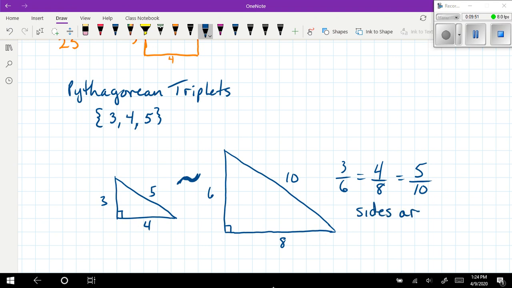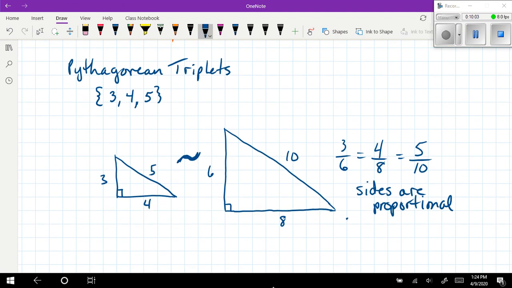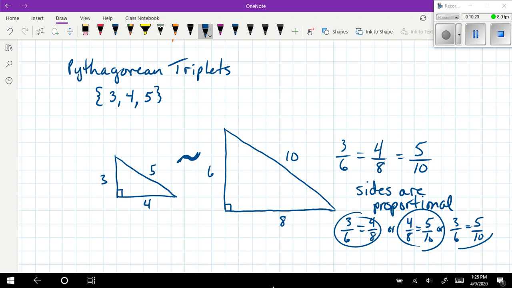Sides are proportional. Alrighty. And I can't help myself here, but when I say the word proportional, that means I can build proportions, which means like 3 over 6 equals 4 over 8. And a proportion is when a fraction is set equal to a fraction. Or I could say 4 over 8 is the same thing as 5 over 10. Or I could just use the first one and say 3 over 6 is the same thing as 5 over 10. But instead of writing these out 1, 2, 3 times, we just write them out like this. It means the same thing. Okay, I get 3 proportions out of this equation up on here.